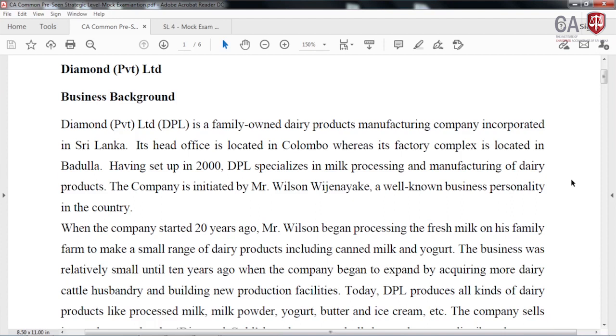Initially it was small, but 10 years back they have expanded. So, what they have done is they have acquired more cattle and built new production facilities.